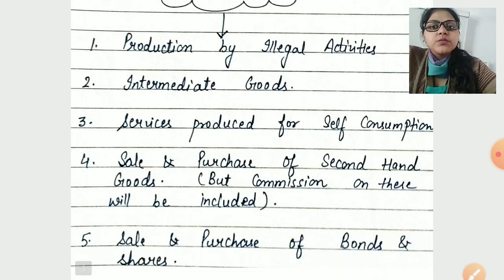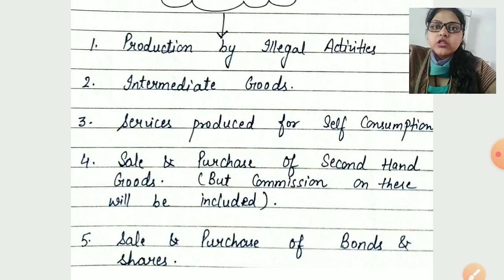Next one is sale and purchase of bonds and shares. If we are purchasing and selling bonds and shares, that also will not be included, neither in your expenditure method, nor in your income method, nor in your value added method. Because the sale and purchase of bonds and shares are basically on paper. These are not on a monetary basis, these are mostly paperwork. So monetary flow is not there, and if there is no monetary flow, that means no national income. That's why these are not included in national income. Here your topic ends. Thank you.